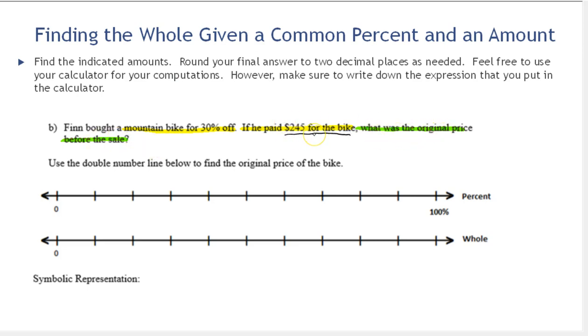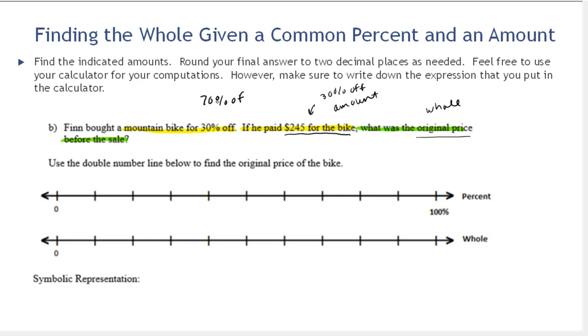Well, this is a part. This is what he paid for 30% off. So this is our amount. This is not our whole. Our whole is going to be the original price. Now, even though this says 30% here, it's tempting to just write 30%, but 245 isn't 30% of the bike, it's 30% off the amount of the bike. So 30% off is 70% of. The original price of the bike is 100% of the price. Subtract off 30% and we have 70%.